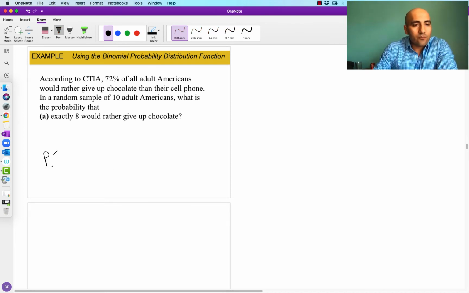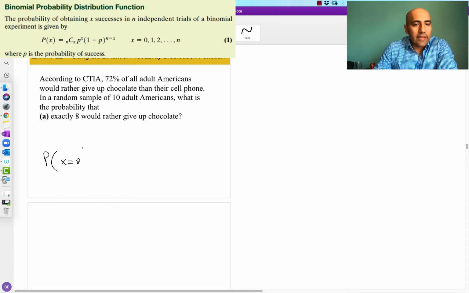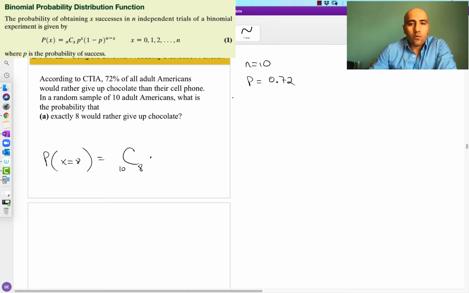So using the formula, we see that x equals 8 is going to be equal to combinations of 10 choose 8 times the probability of success. Let's put that over here. N equals 10. The probability P of success is 0.72. And then 1 minus P, which is often referred to as Q, is equal to its complement, which is going to be equal to 0.28.